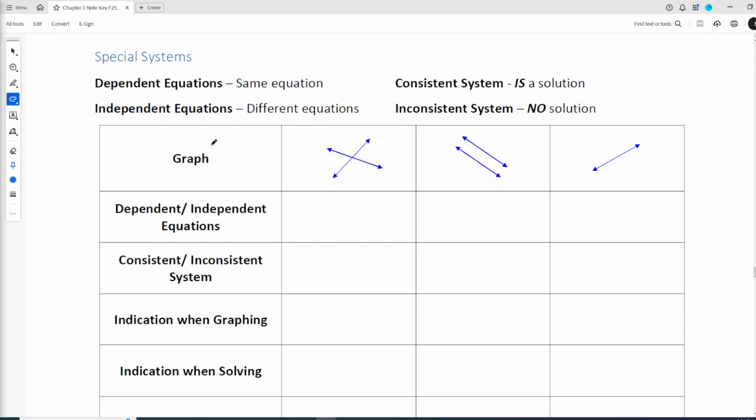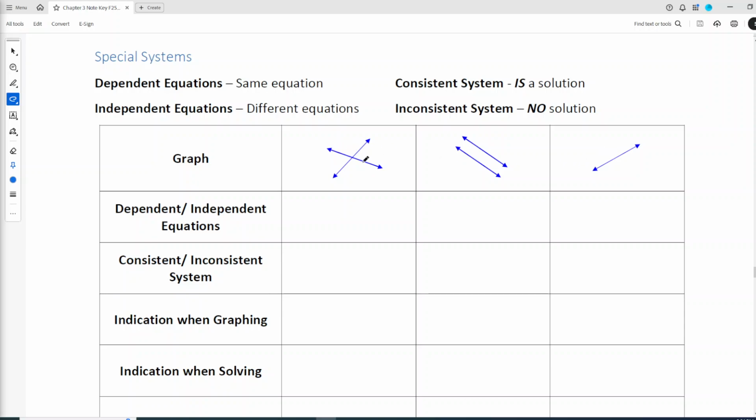So we are going to have two choices. You can have dependent equations, which is really just the same equation, or independent equations. Those are different equations. You can have a consistent system, which means there is a solution, or an inconsistent system, which means there's no solution. So what's going to happen is we're going to look at these from a graph perspective. There's three options when you're graphing.